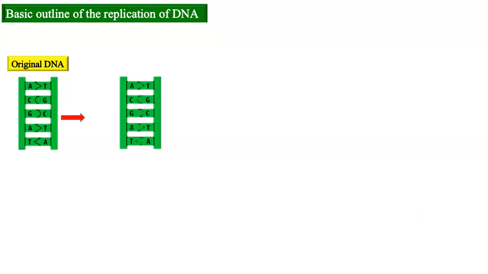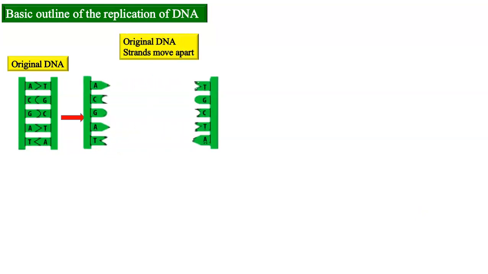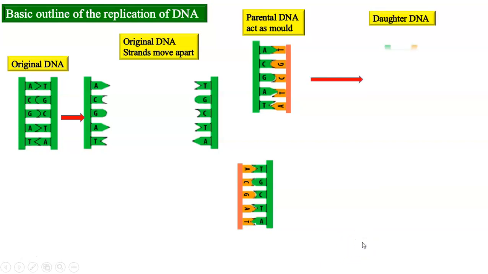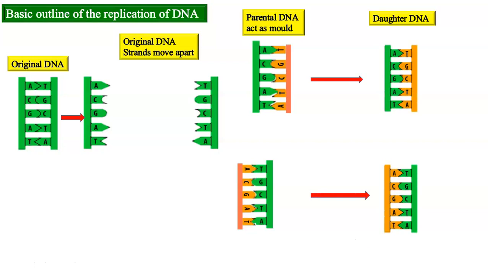During replication, the DNA undergoes uncoiling. The two strands of DNA separate due to breaking of hydrogen bonds, and then they move apart. Each parental strand acts as a mold. Against each parental strand, fresh nucleotides get attracted and they are connected lengthwise by the formation of phosphodiester bonds. Thus, new complementary daughter strands are formed against each parental strand.